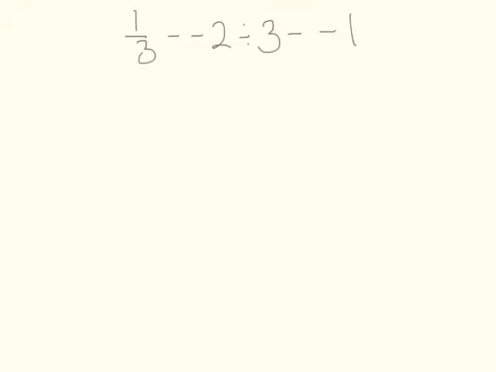Alright, for our last example, we do not have parentheses, so we can skip that. We have no exponent, so we can skip that. We do have a multiplication here. Negative 2 divided by 3. Again, 3 does not go into negative 2 evenly, so I'm going to change it to negative 2 over 3. And then minus the negative 1. Now all we have left is addition and subtraction.